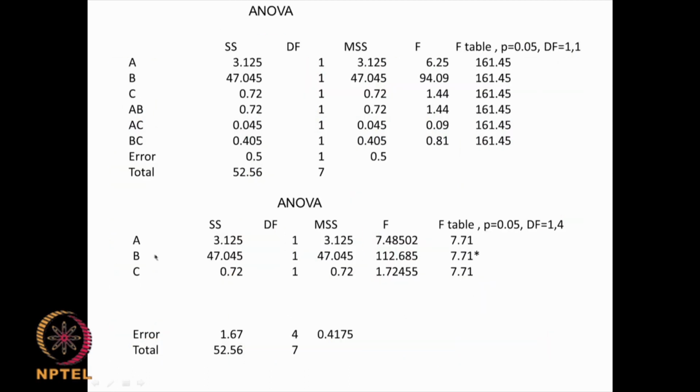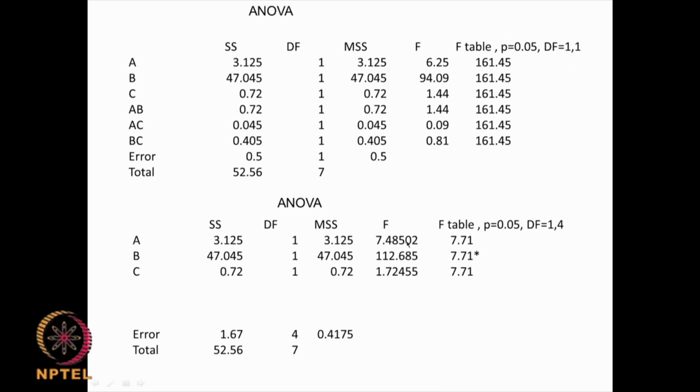When you do that, we see that the main effect B is significant, okay, because the F calculated is larger than the F from the table. So B is significant, that means nitrogen seems to have a significant effect in the metabolite production actually.